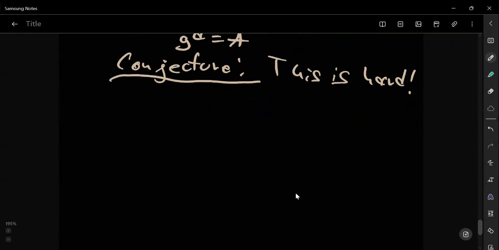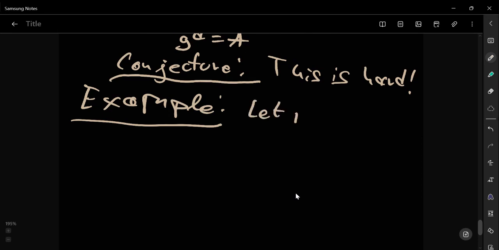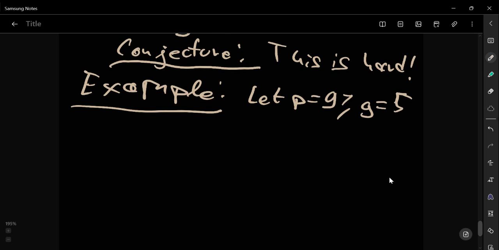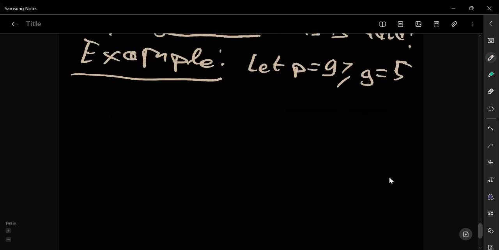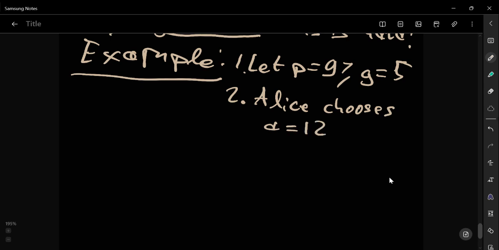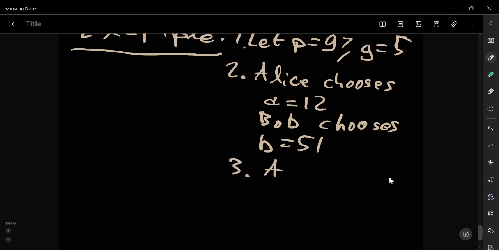So let's make an example for this Diffie-Hellman protocol. Let p be equal to 97 and let g be equal to 5. So g is indeed a primitive root. You can think about why 5 is a primitive root, and I'm not going to do this here. Afterwards, Alice chooses a equal to 12, and Bob chooses b equal to 51. Now they compute their capital A's and B's. Capital A turns out to be 64 modulo 97, and capital B turns out to be 69 modulo 97.